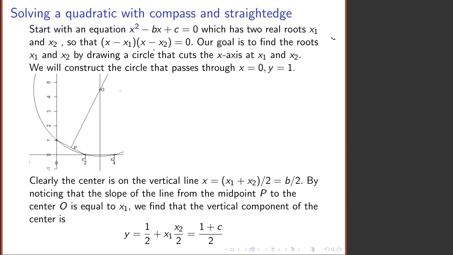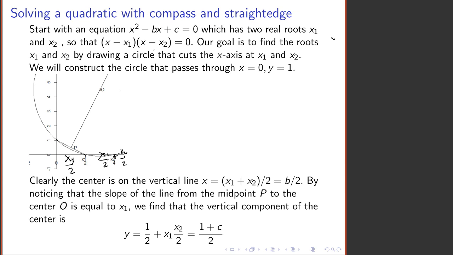Yep, there's the little dot I was looking for. So let's start labeling some points. That is the average of the two roots, so it's x1 over 2 plus x2 over 2. Over here underneath P, we clearly have x1 over 2.